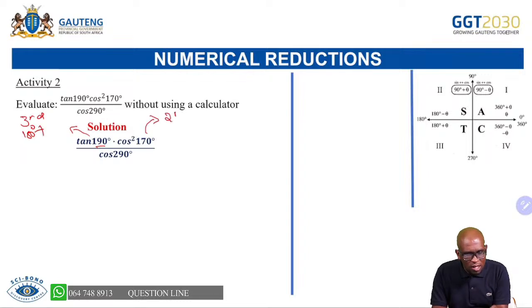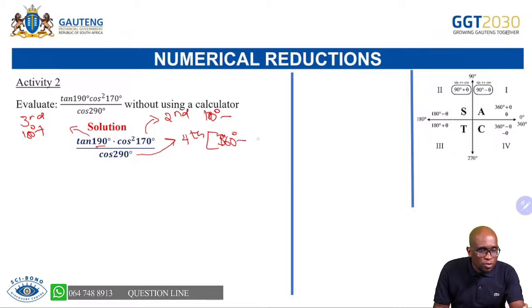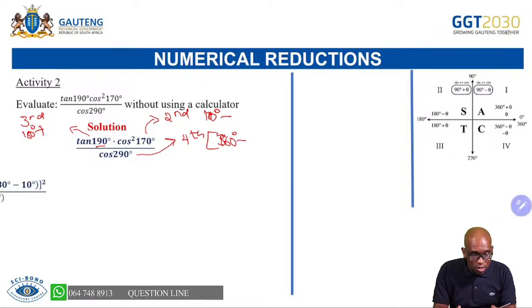170 is in the second quadrant because it's less than 180. In the second quadrant, what is the instruction? 180 minus. And then 290. 290 is in the fourth quadrant. What is the instruction in the fourth quadrant? 360 degrees minus. So that's how we're going to start.